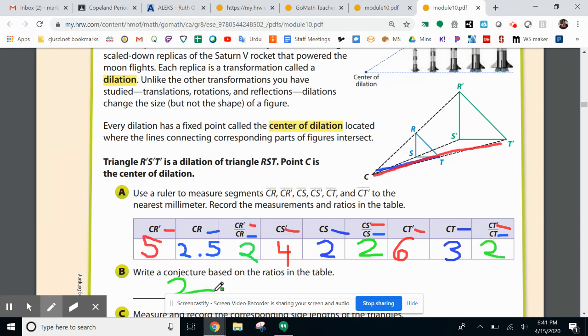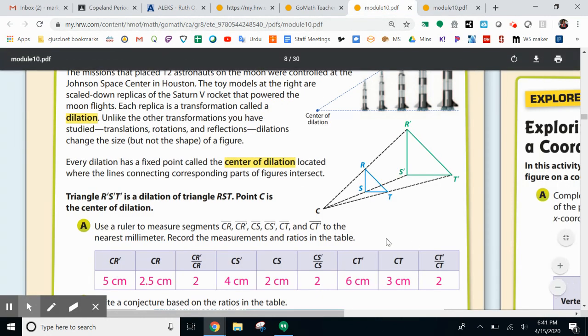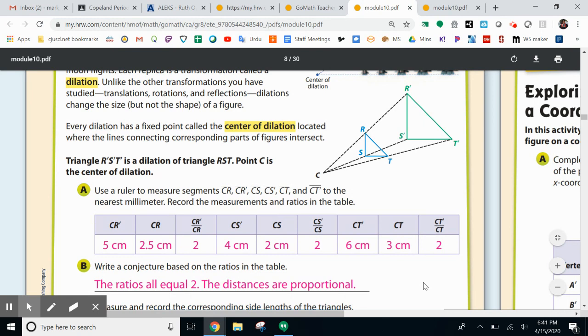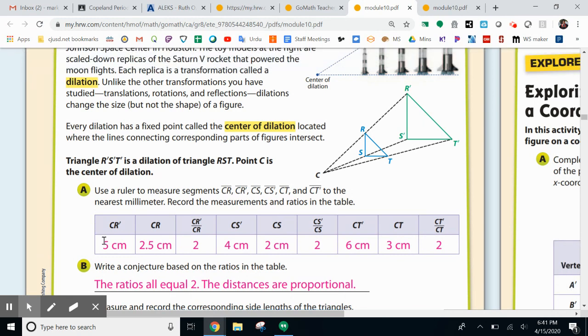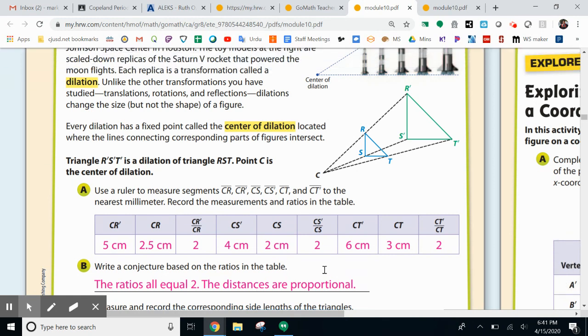So the big conjecture here at the end is that this ratio is the same. It's 2 every time. And if you see here, in much better handwriting on the computer, you can see these distances and that ratio is always the same. It's 2. The ratios are all equal. When we dilate something, the size of everything moves together, and the size of these shapes, the distances, will all double. Okay.